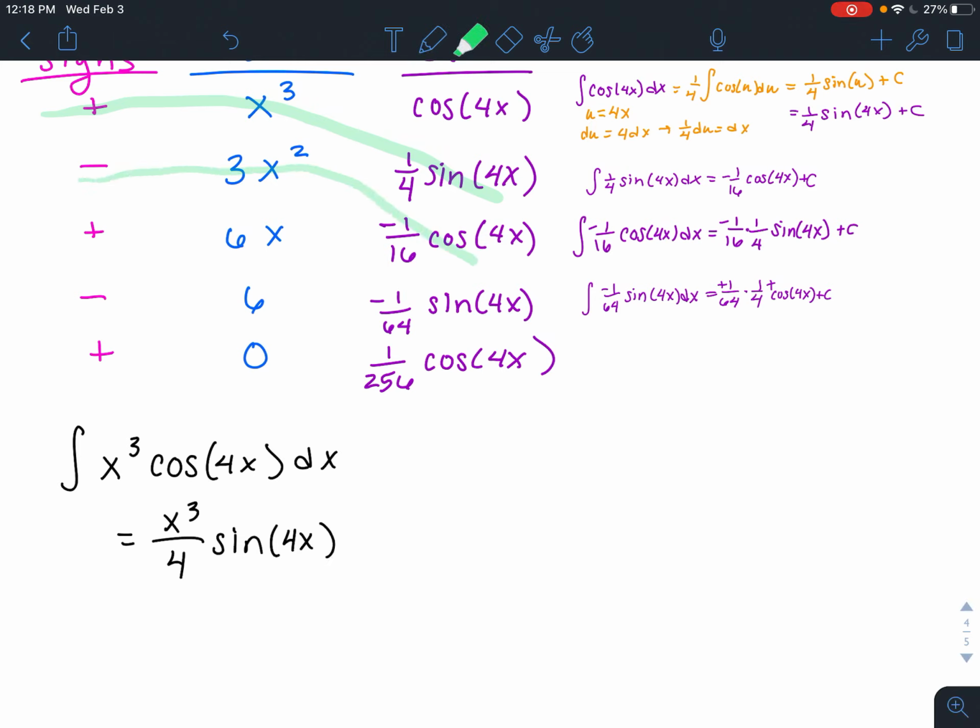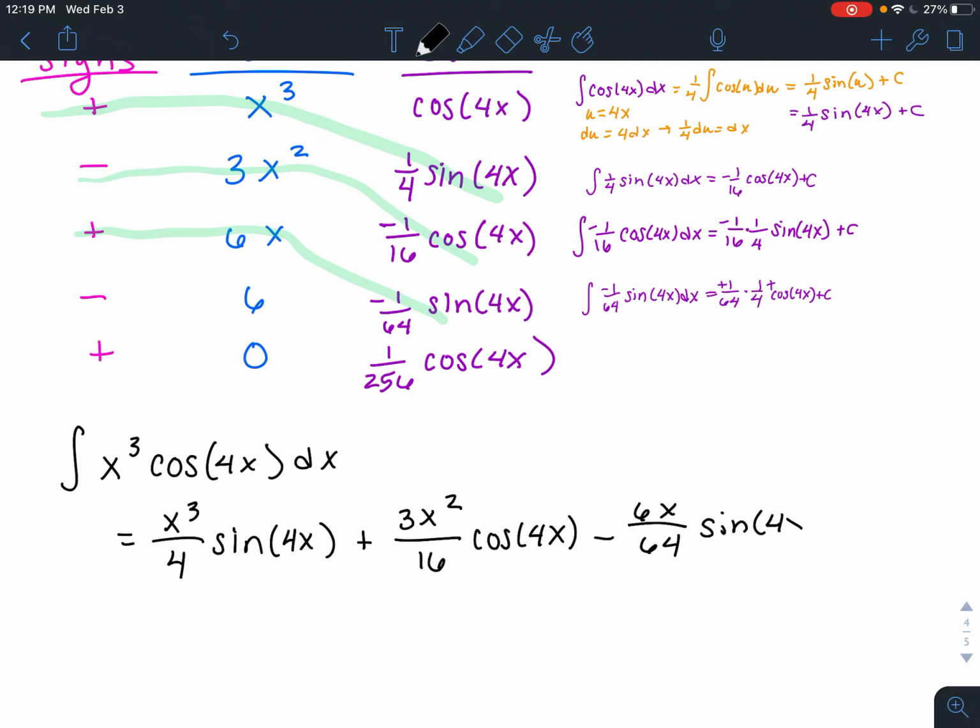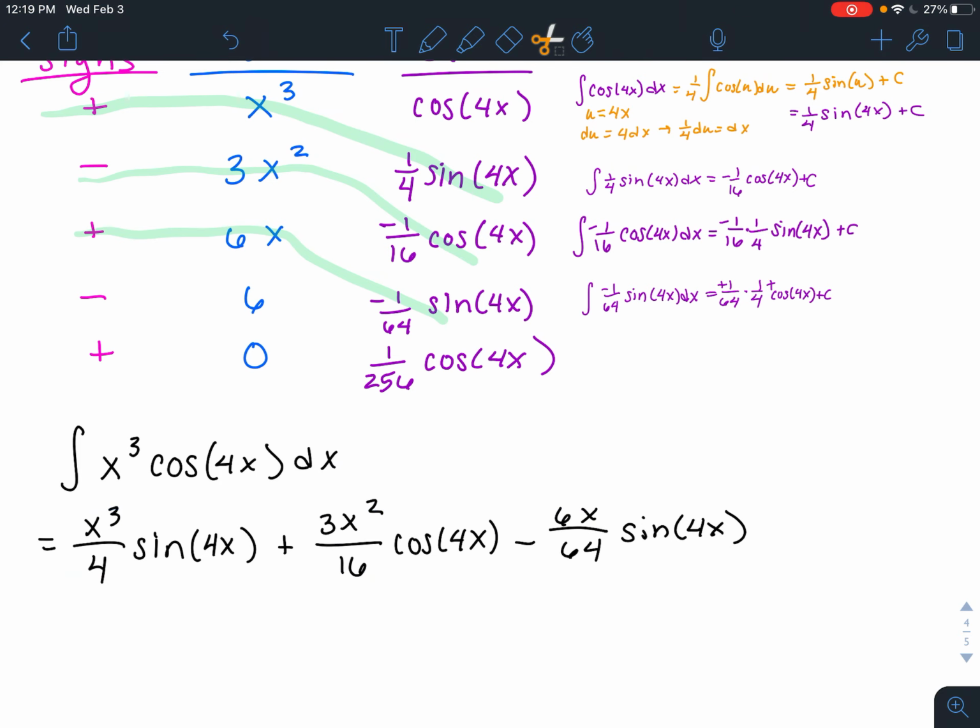Okay, our next line, I'm going to get negative 3x squared times negative 1/16. So the negatives are going to cancel and become positive 3x squared over 16 cosine of 4x. Okay, I'm going to get minus 6x over 64 times sine of 4x, which those are both even numbers, so I'm going to go ahead and simplify them in my next line. And then we get minus 6 over 256 cosine of 4x, all plus c.